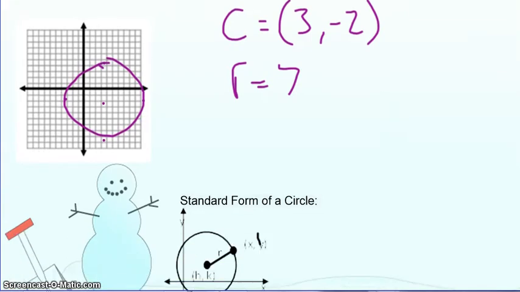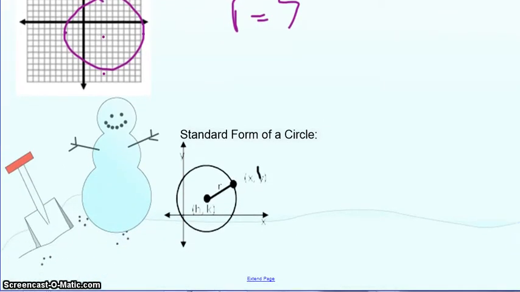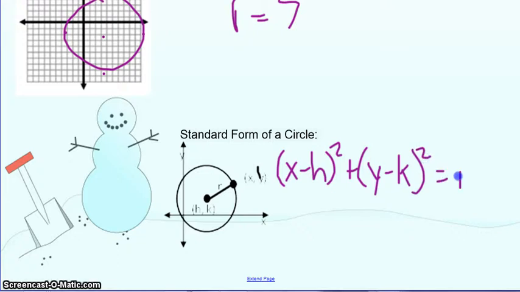All right, so let's take a look. The standard equation of a circle: (x - h)^2 + (y - k)^2 = r^2. And remember, (h, k) is the center, and the radius is the distance from the center to the circle.